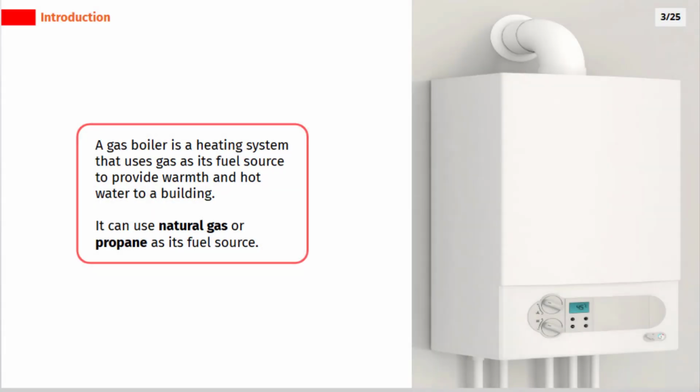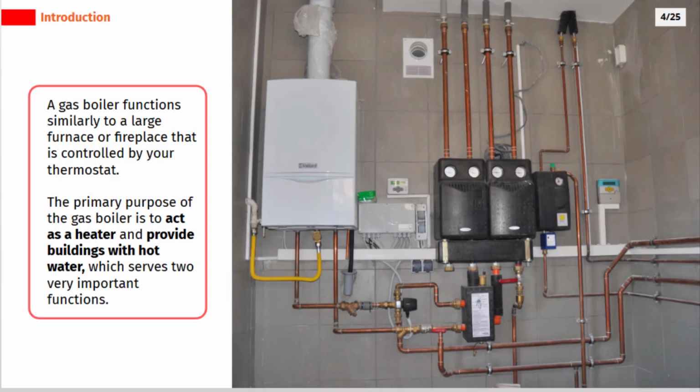A gas boiler is a heating system that uses gas as its fuel source to provide warmth and hot water to a building. It can use natural gas or propane as its fuel source. A gas boiler functions similarly to a large furnace or fireplace that is controlled by your thermostat. The primary purpose of the gas boiler is to act as a heater and provide buildings with hot water, which serves two very important functions.